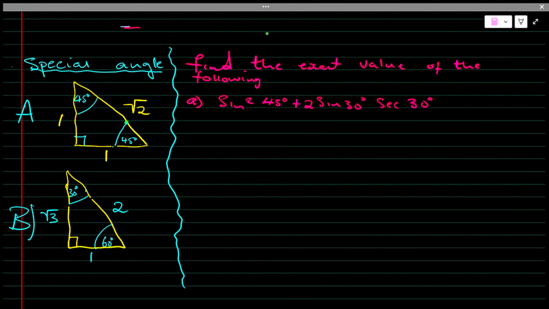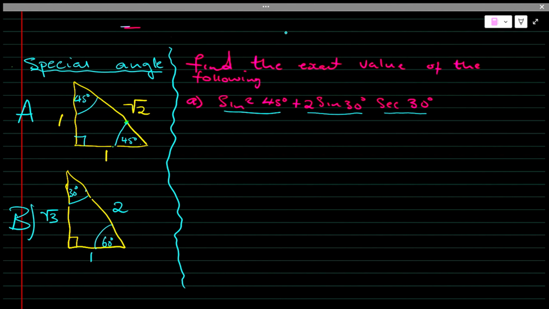Today we are dealing with the special angles. So here we are provided with a question which reads as follows. So we have sine squared of 45 degrees plus 2 sine 30 degrees and sec 30 degrees. Okay, so now let's try to simplify this one before.